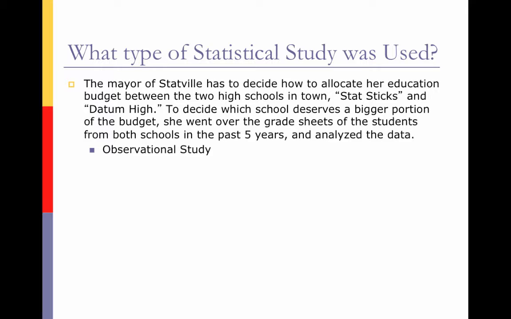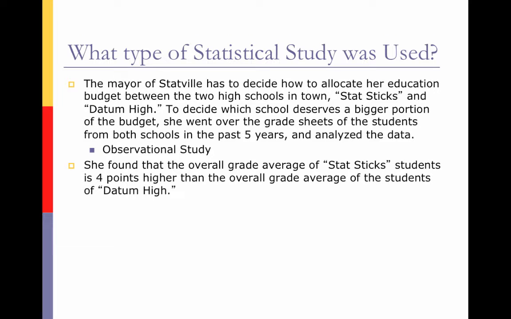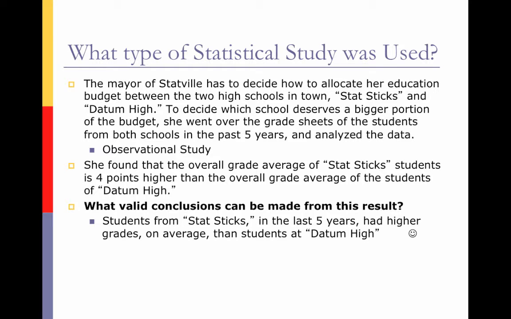This is an observational study. To be specific, it is a retrospective study because she's looking at past data. She ended up finding out that the overall grade average for the Stat Stick students is 5 points higher than the overall grade average of the students at Datum High. So, what valid conclusions can be made from this? The only thing we can really say is that the students from Stat Sticks in the last 5 years had higher grades on average than students at Datum High.